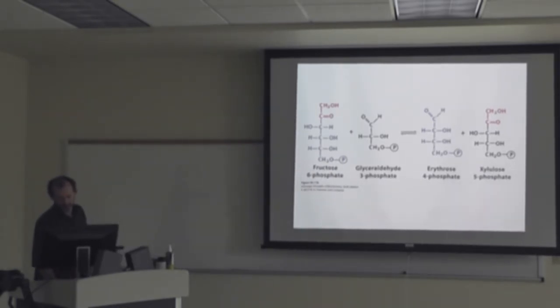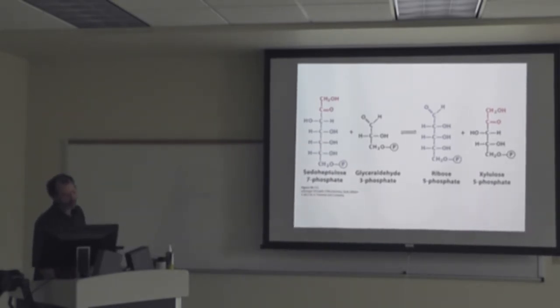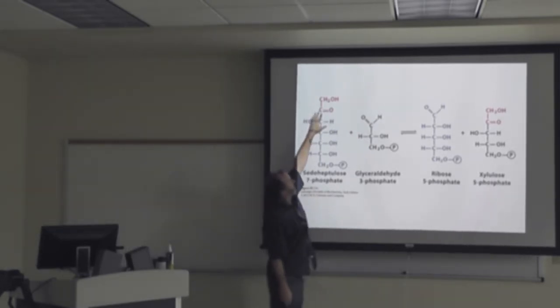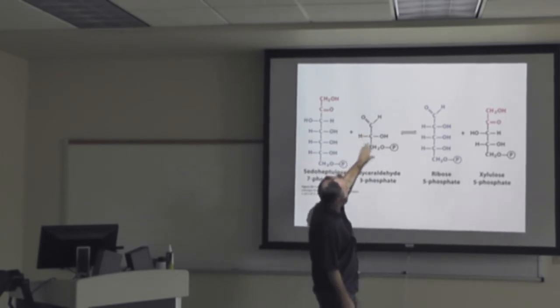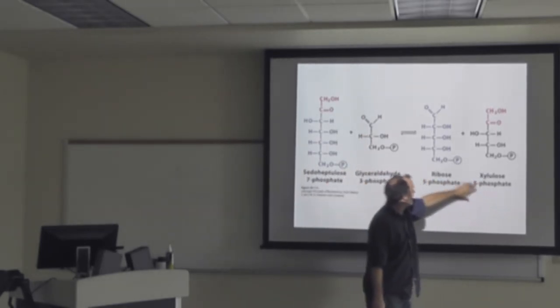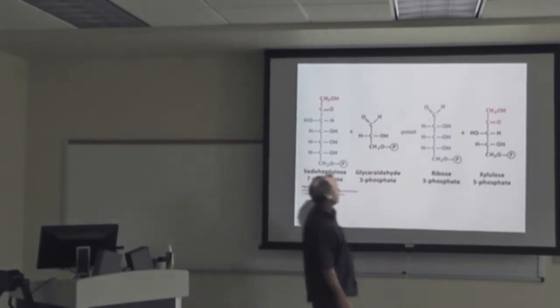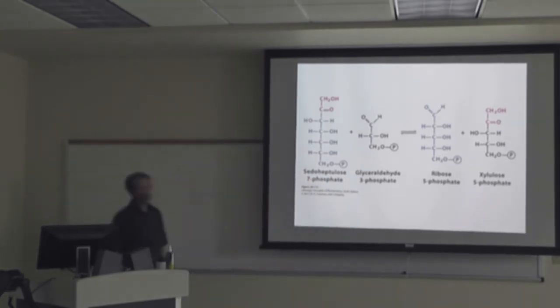And then other transketolase reactions include sedoheptulose. Here we have the ketose that gets transferred to the glyceraldehyde 3-phosphate to produce another xylulose 5-phosphate and a ribose 5-phosphate.